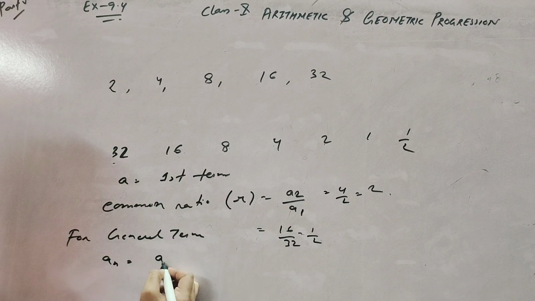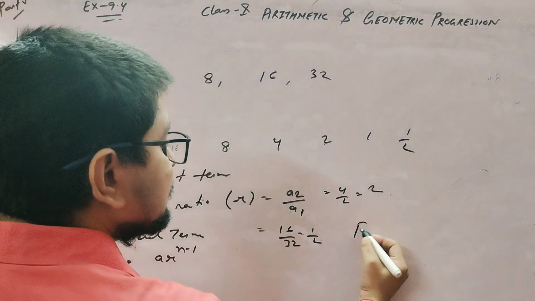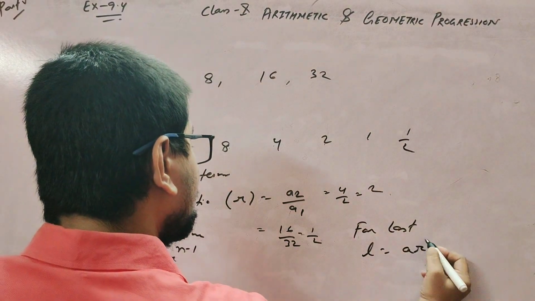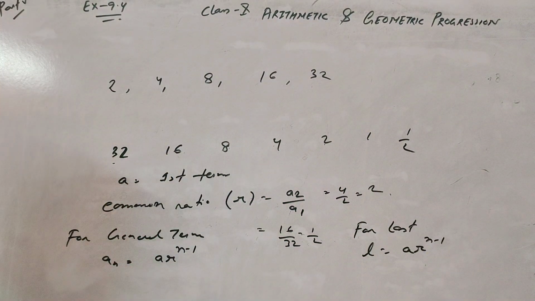For knowing the general term, an equals a r to the power n minus 1. Okay, for the last term, l equals a r to the power n minus 1. Okay, note.